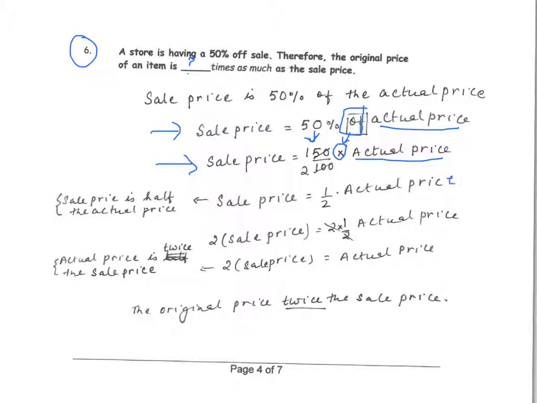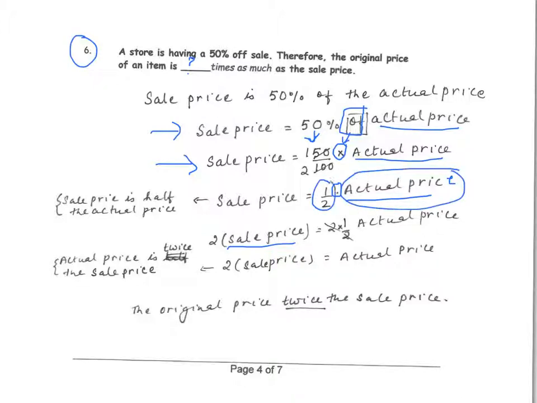The way we're going to say this is that the sale price equals 1/2 of the actual price. So this becomes a simple equation. So we just use a little bit of algebra. Now we want to find out the actual price is how many times the sale price. So the actual price is the original price. So we need to solve for the actual price. How do we solve for the actual price? We need to get actual price by itself.